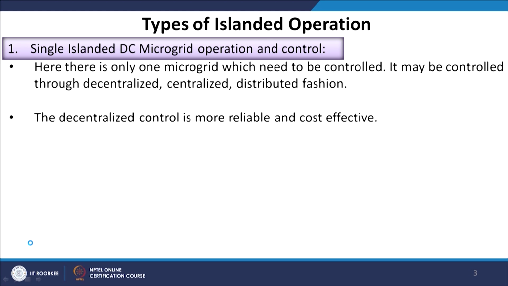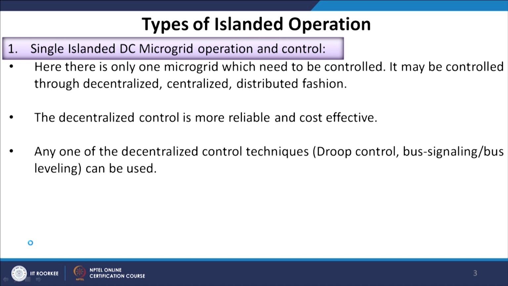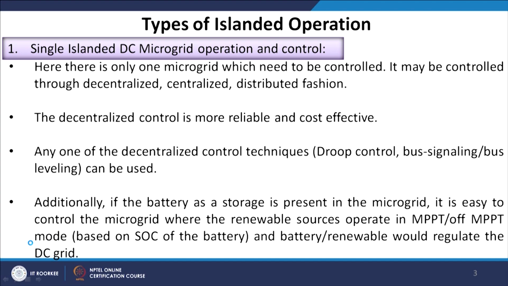The decentralized control is more reliable and cost effective. Any one of the decentralized control techniques such as droop, bus signaling, bus leveling can be used. Additionally, if the battery is in place, then it is easy to control the microgrid where the renewable source operates in its off MPPT mode, and the battery or renewable would regulate the DC grid. Very important.